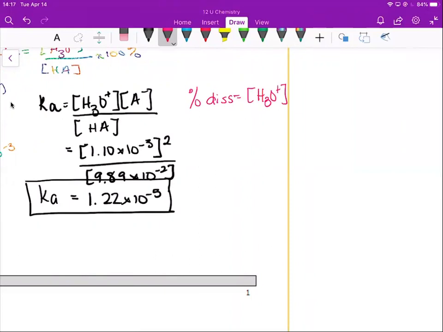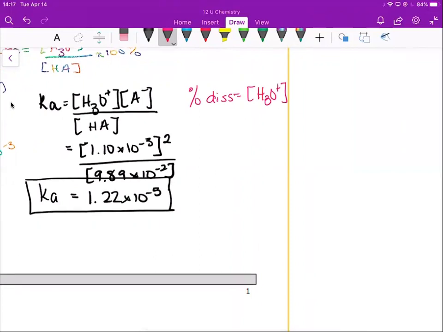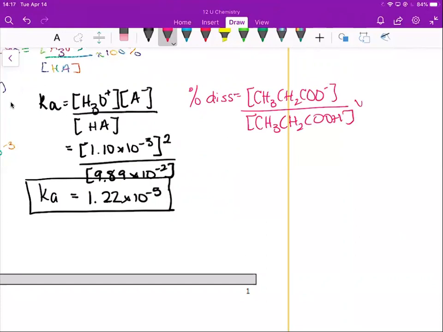Really, it's either or. I guess in this case it would be the conjugate base over the initial concentration of propanoic acid times 100%. So we're using the initial, we're not using the final, because we want to say out of the total amount of propanoic acid, how much of it actually dissociated.